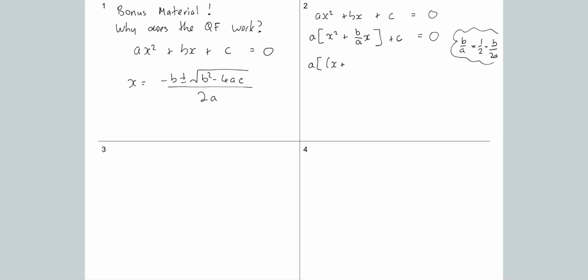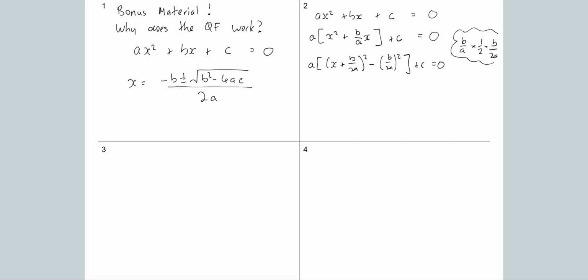So I've got x plus b on 2a all squared. And as we should know by now, we then straight away subtract the same thing, b on 2a all squared, plus c is equal to 0. Whew, complex, but nevertheless, it's there. That bit's done. Just noting that you might start to see some similarities here with the quadratic formula, just starting to come out a little bit.